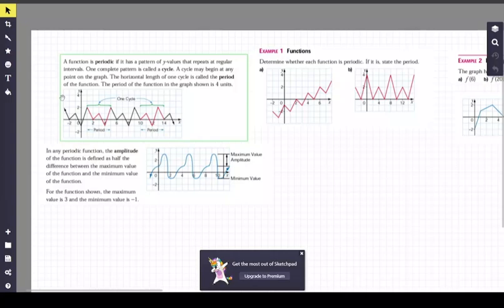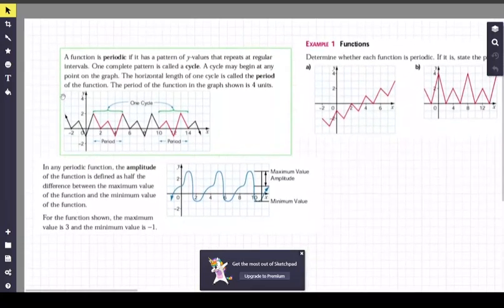One complete pattern is called a cycle, and a cycle may begin at any point on the graph. The horizontal length of one cycle is called the period of the function, and the period of the function shown here is actually 4 units. So let's start here, and then we'll try to find the next exact value here. So this is one loop, and each loop is 4 units long.